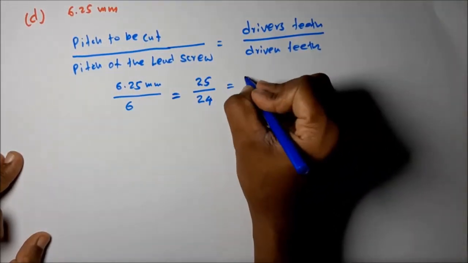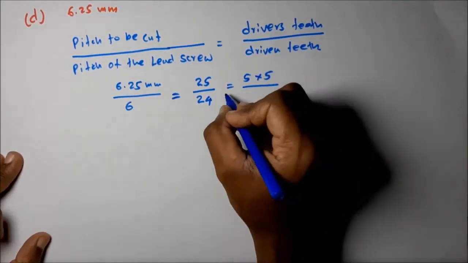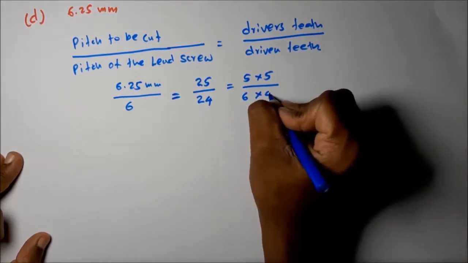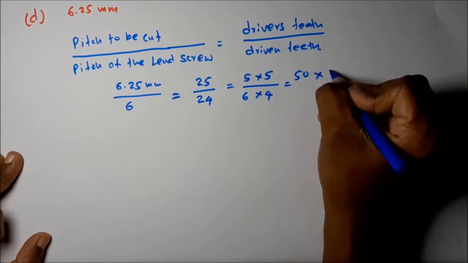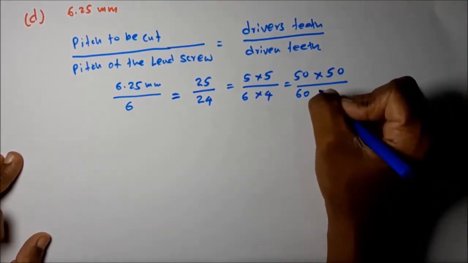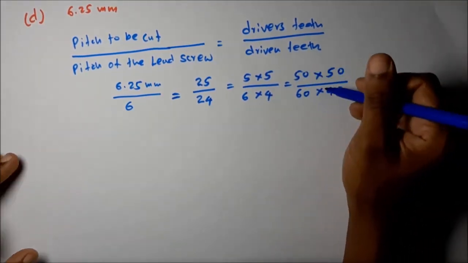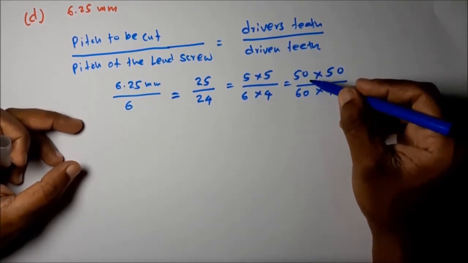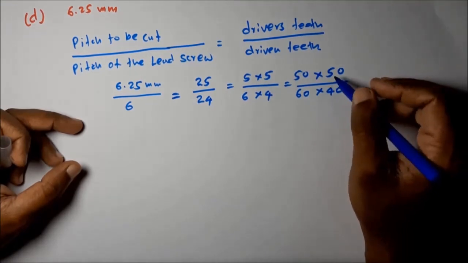6.25 by 24. Then we can write it in this way: 5 into 5, 6 into 4, so 50, 50, 60, and 40. Can we use this ratio? It seems okay, no? The 50 divided by 60, 50 divided by 40.